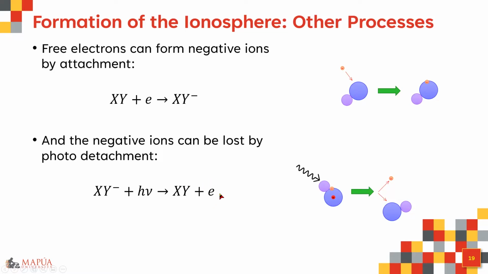Okay, so as you will notice, as I mentioned earlier, electrons are what is used to characterize the layers of the ionosphere.